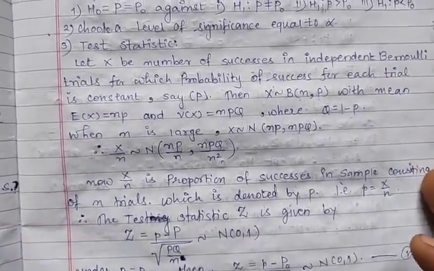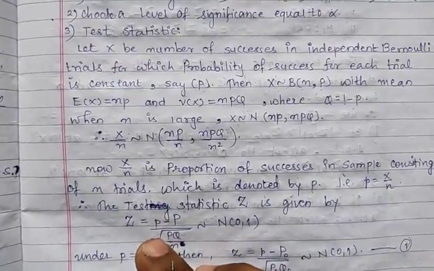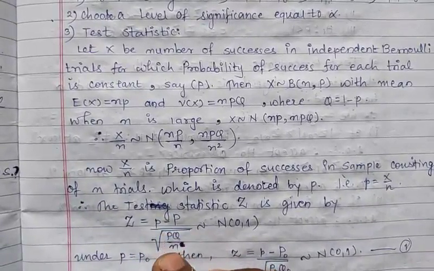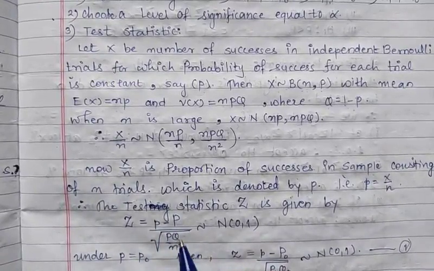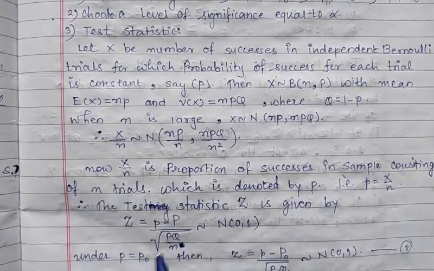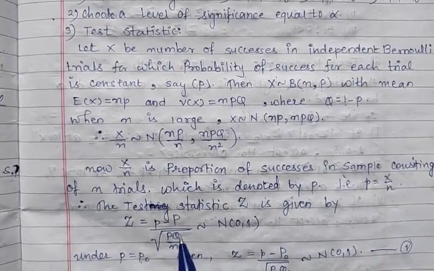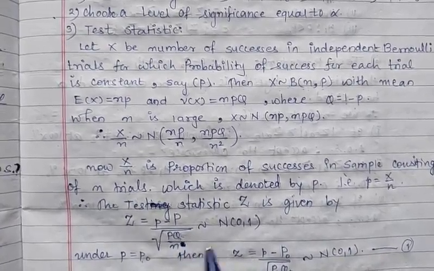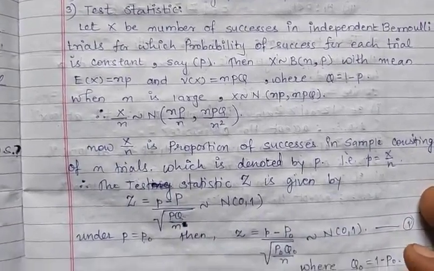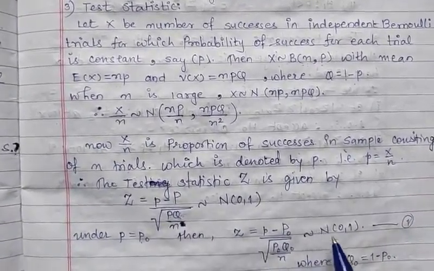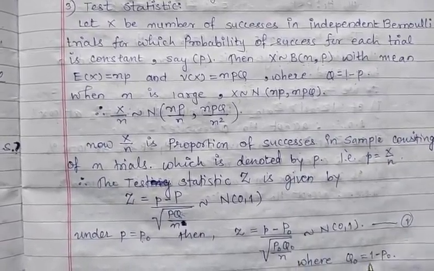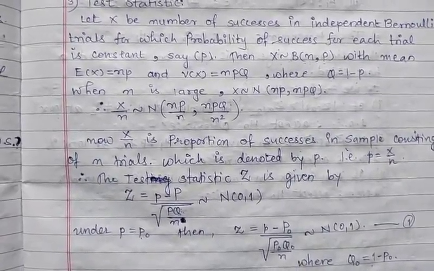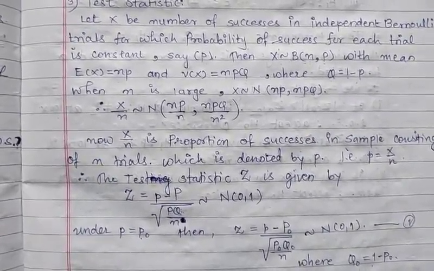Now to test, the statistic is z equal to small p minus capital P upon square root of PQ by n. Here the value of q is nothing but 1 minus p. Now if we put P as P naught, then q will be 1 minus P naught. So this is the test statistic for z, which follows the standard normal distribution (0, 1), where q naught is 1 minus P naught. Now we will see an example based on this test.